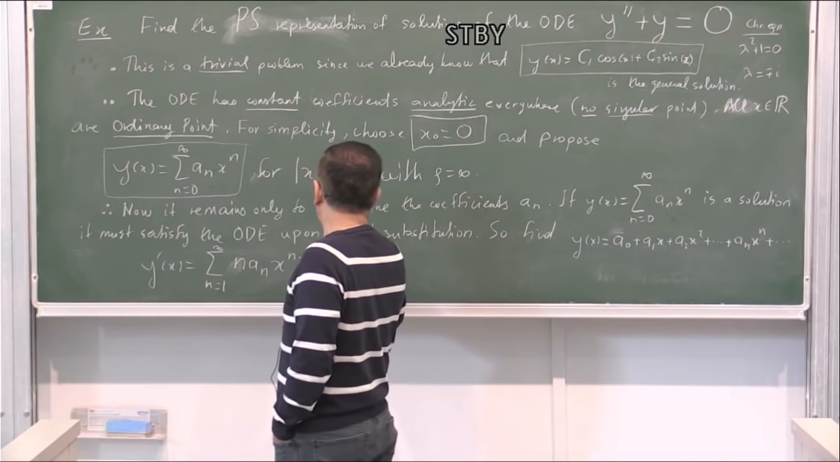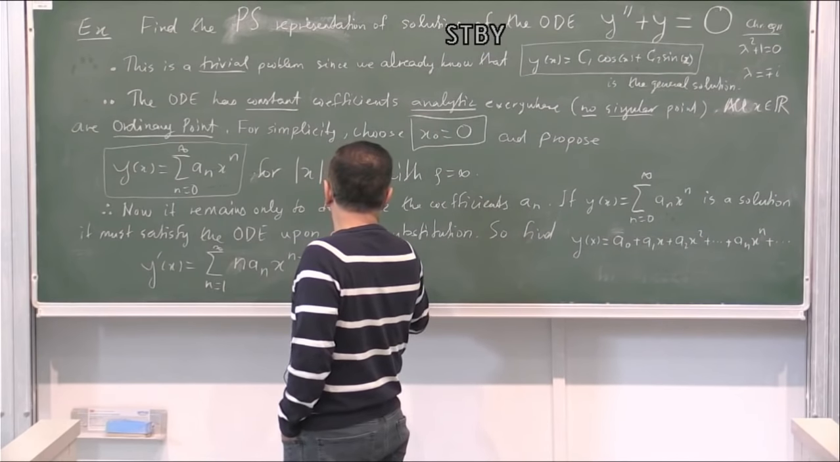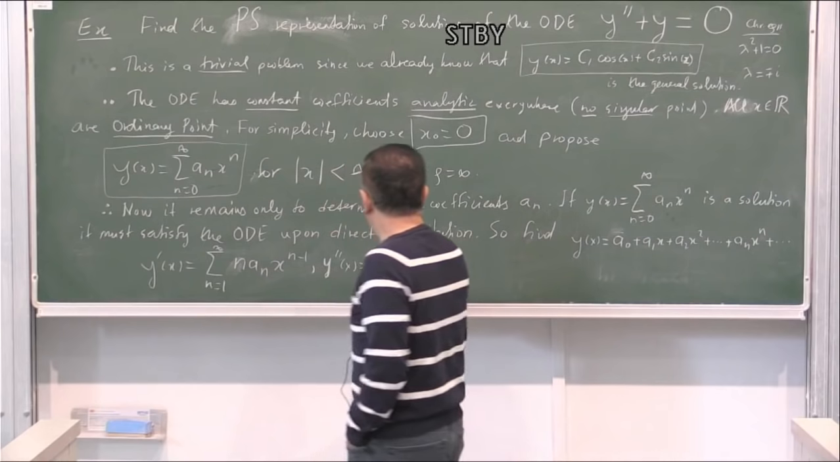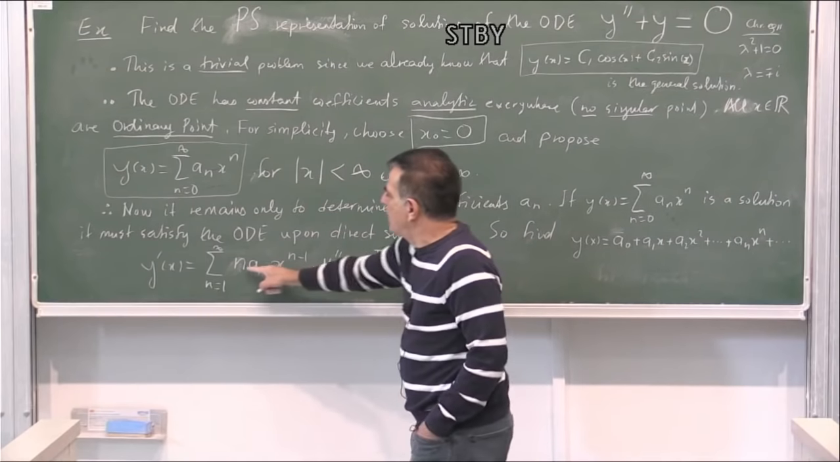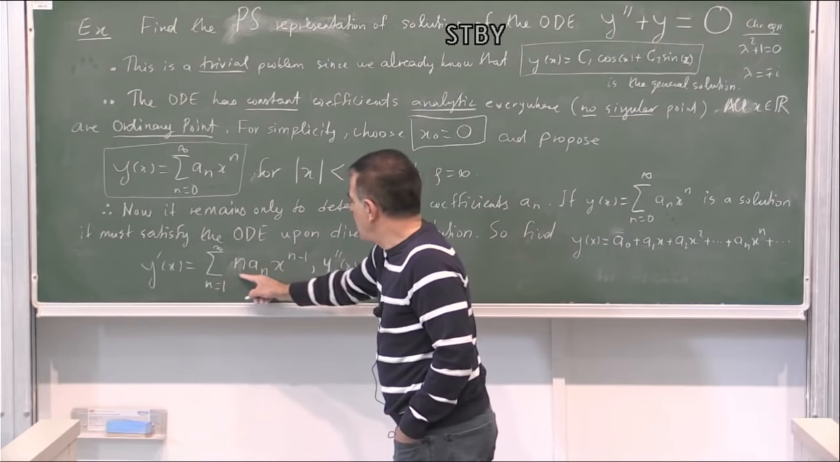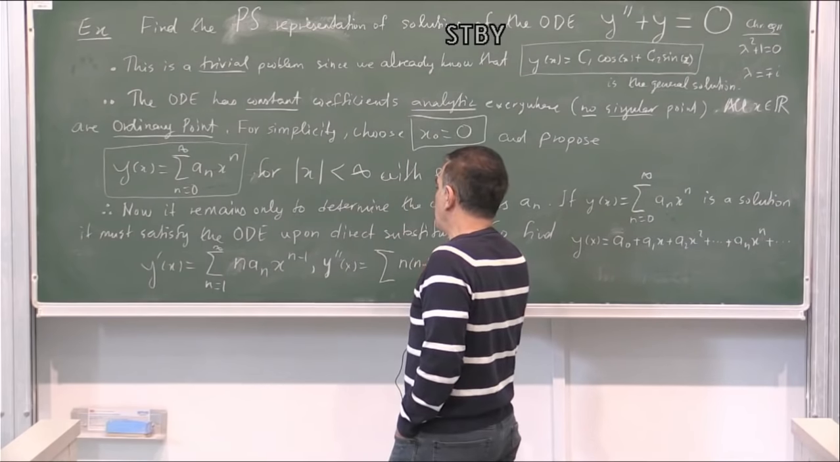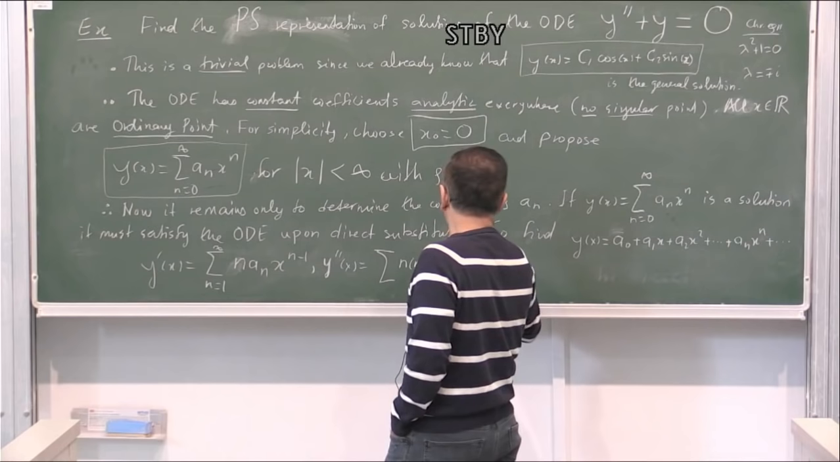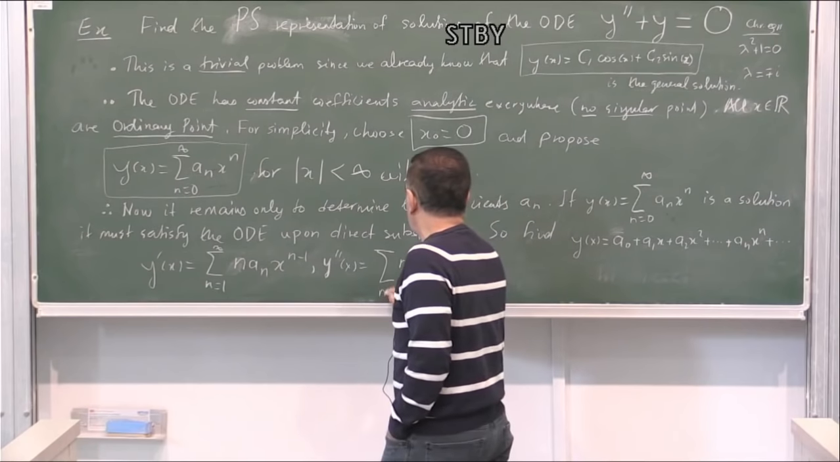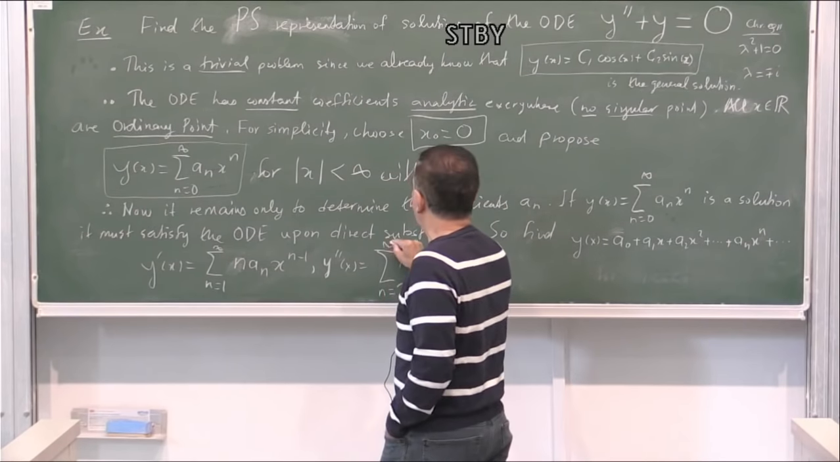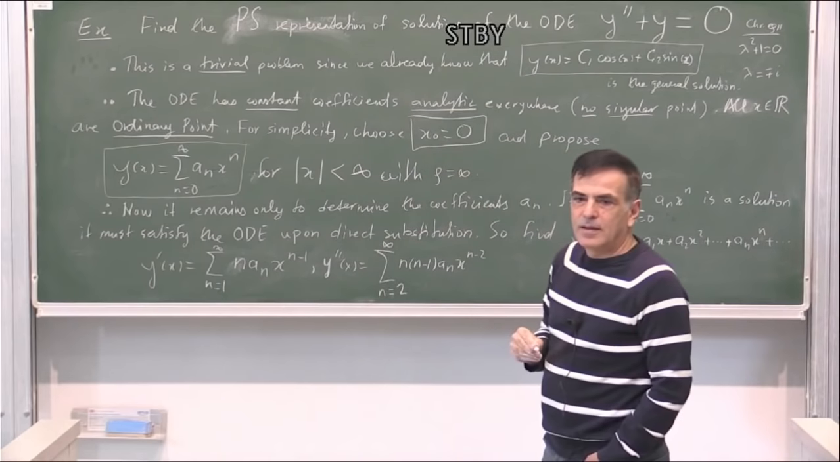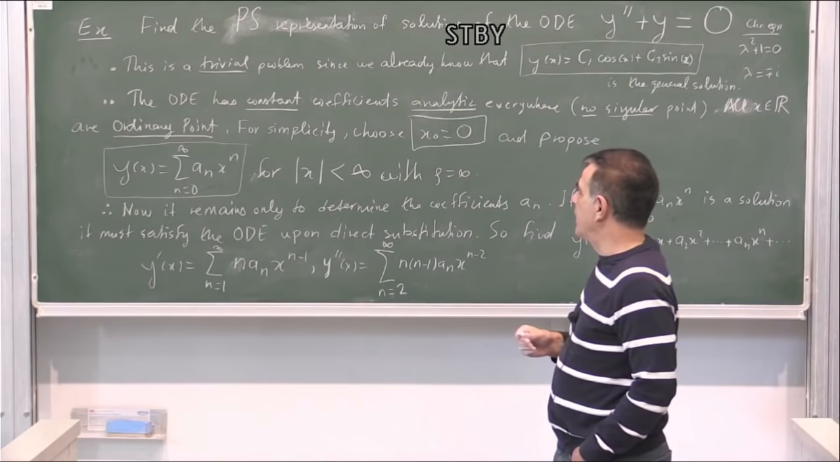Similarly, for y double prime, take one more derivative. Now the term when n is 1 is a constant, so we get n times n minus 1 a_n x to the power n minus 2. We start the series from 2. This is the second derivative series.